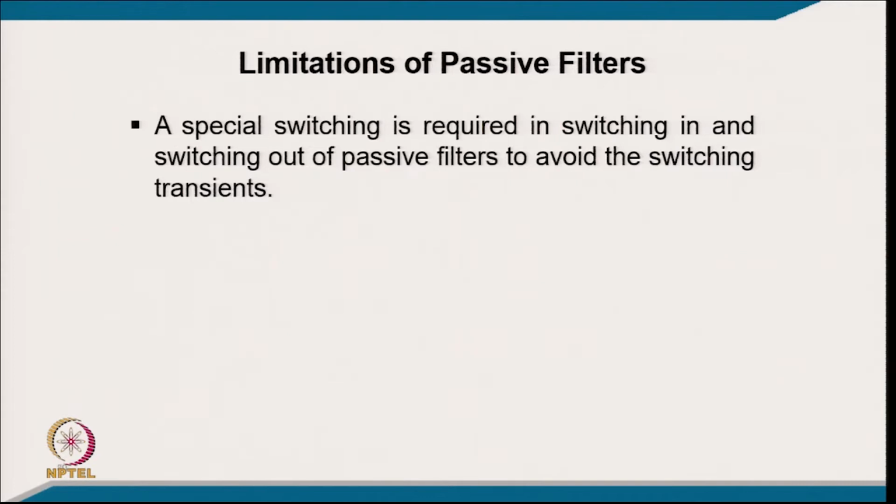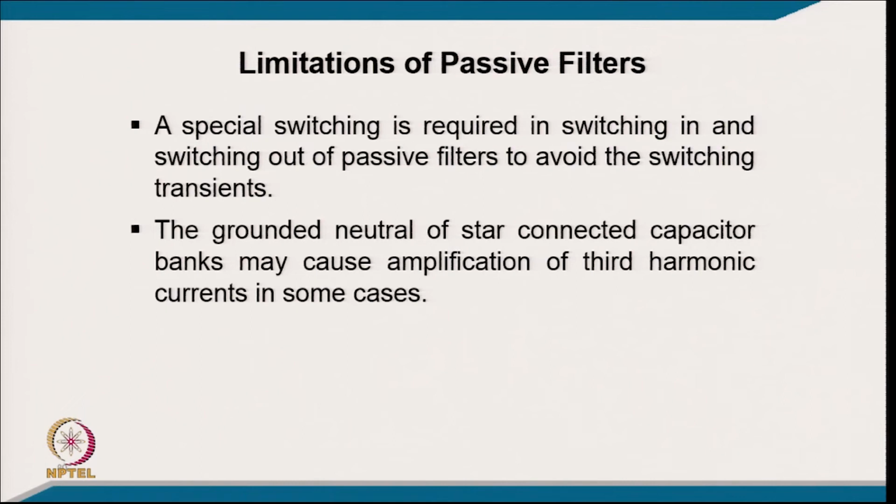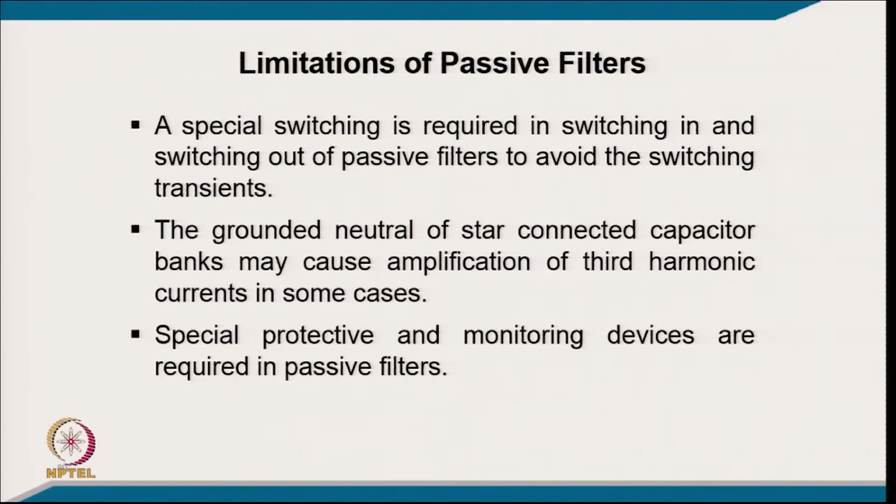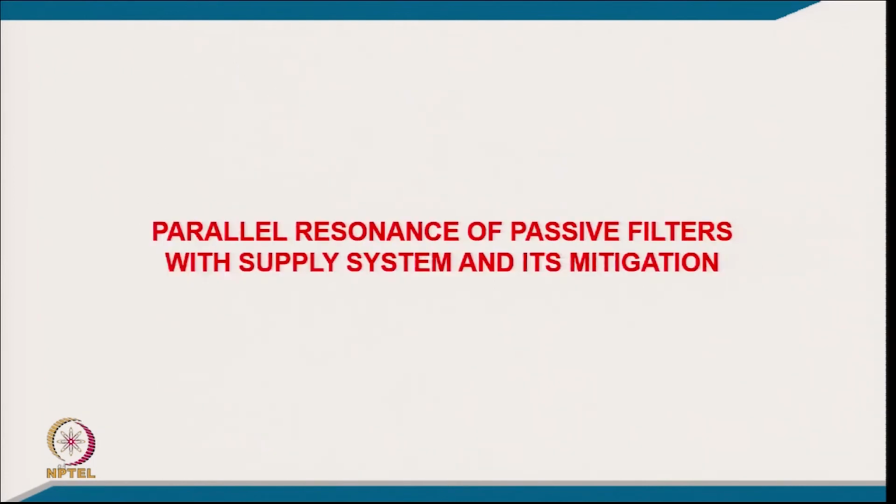A special switching is required in switching in and switching out of the passive filter to avoid the switching transients, because it consists of, you can call it, inductor and capacitor which have switching transients. So, the grounded neutral of a star connected capacitor bank may cause amplification of third harmonic current in some cases, and special protective and monitoring devices are required in passive filters also.